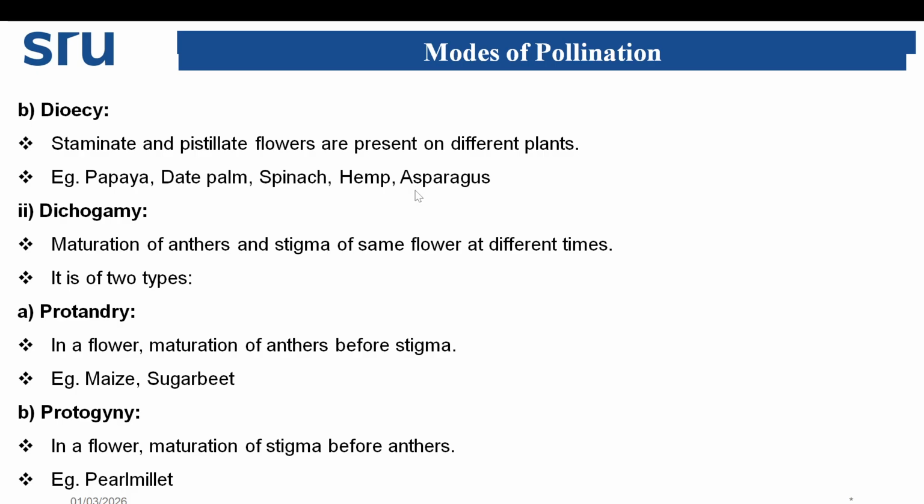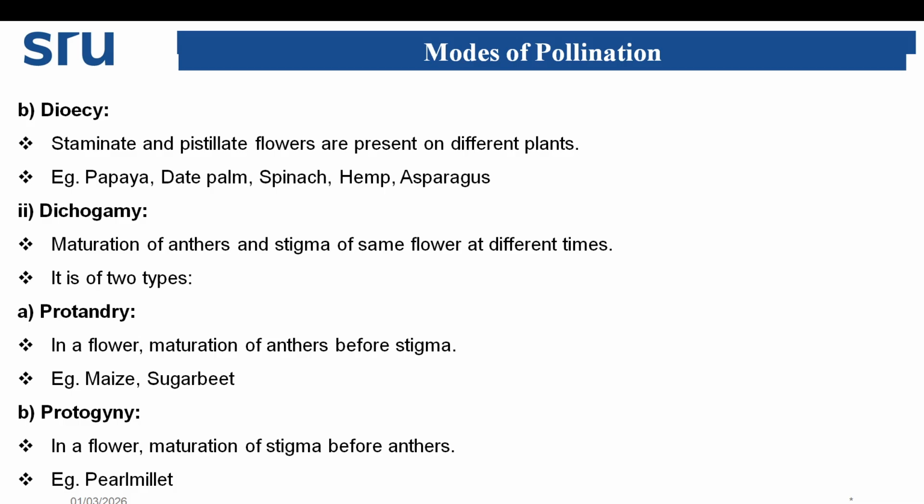Then the second type: likewise we have seen homogamy in the case of self-pollination, so vice versa, dichogamy is there in cross-pollination. So what does dichogamy mean? Homogamy is maturation of anthers and stigma at the same time. Conversely, dichogamy means maturation of anthers and stigma of the same flower but at different times. That is called dichogamy.